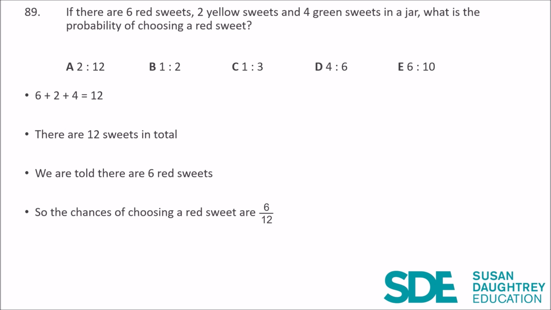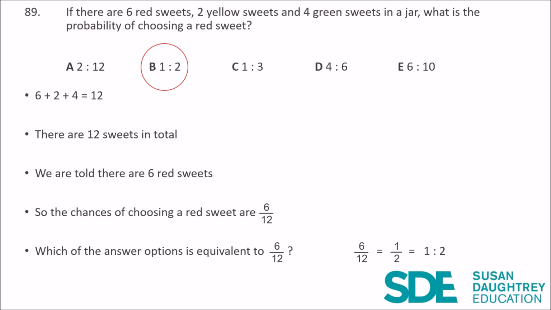We're told that 6 of them are red sweets, so the chances of choosing a red sweet are 6 out of 12. And if we then reduce 6 out of 12 to lowest terms, dividing top and bottom by 6, which is equivalent to 1 in 2, my answer is B.